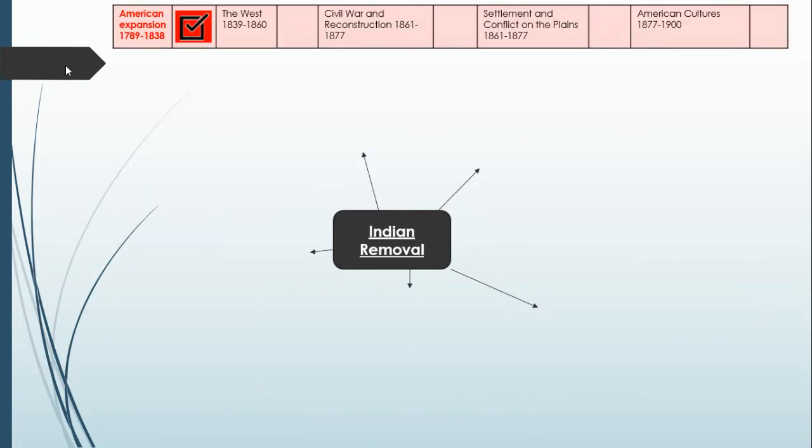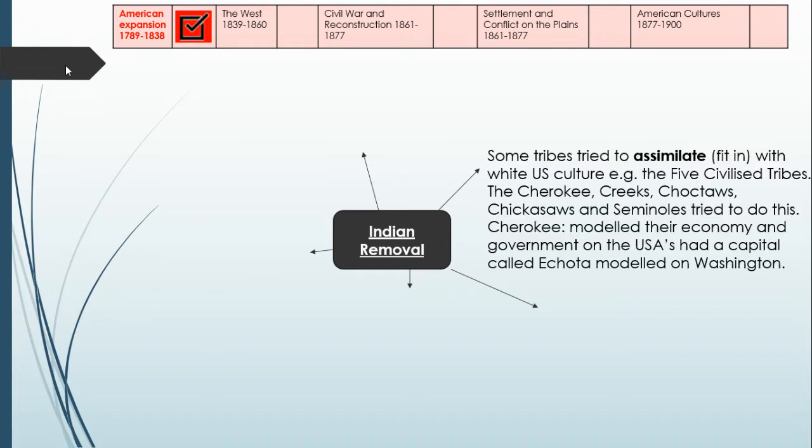Finally, we have the idea of Indian removal. Now, we spoke about the fact that these 13 original states that were expanding would inevitably be encroaching on native land. The natives, or the indigenous people, had been there right from the start. They had always lived on that land, and the only way that America could expand was by almost conflict with these natives. So we're going to have a look at what happened for the natives to have to move.